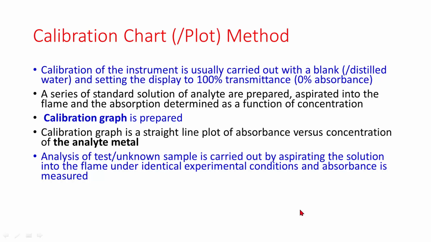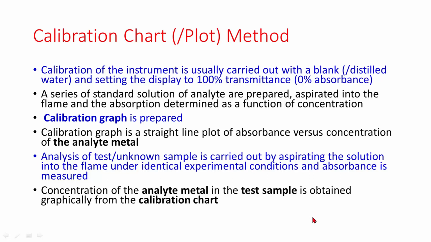Calibration graph is a straight line plot of absorbance versus concentration of the analyte metal. Analysis of test sample is carried out by aspirating the solution into the flame under identical experimental conditions, and absorbance is measured. Concentration of the analyte metal in the test sample is obtained graphically from the calibration chart.